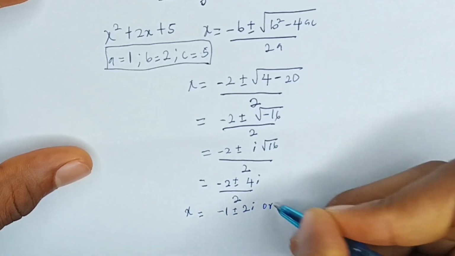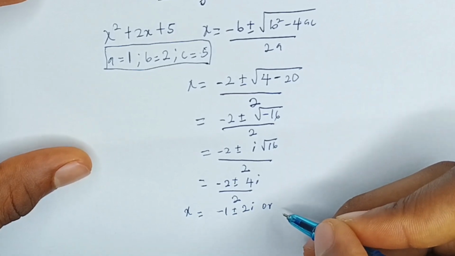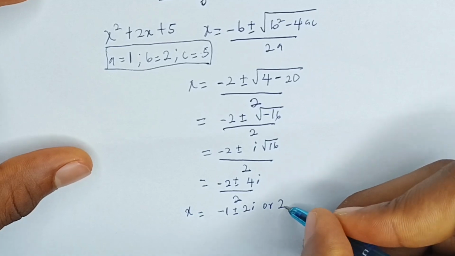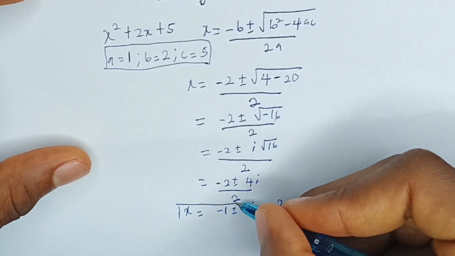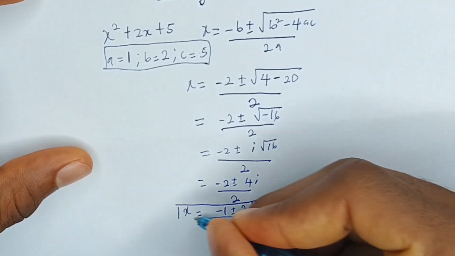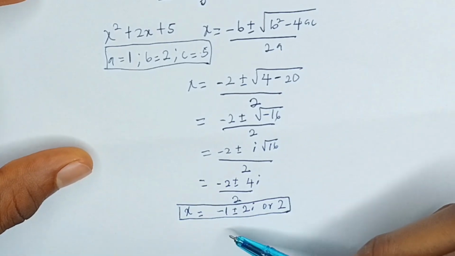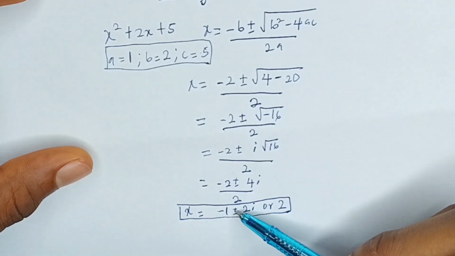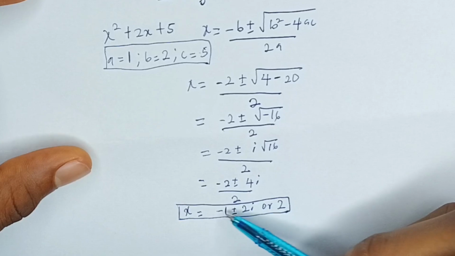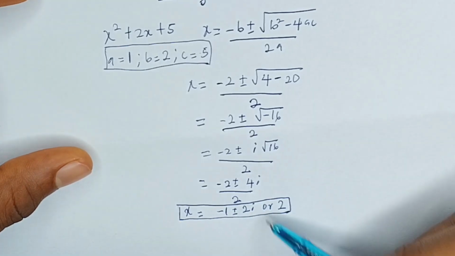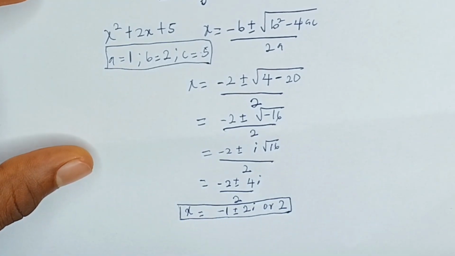Alright? Or, we have the first answer which we had, which is 2. So, invariably, what we've said so far is that x is equal to minus 1 plus 2i, or minus 1 minus 2i, or x is equal to 2.